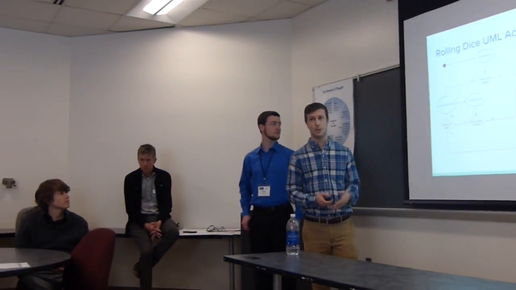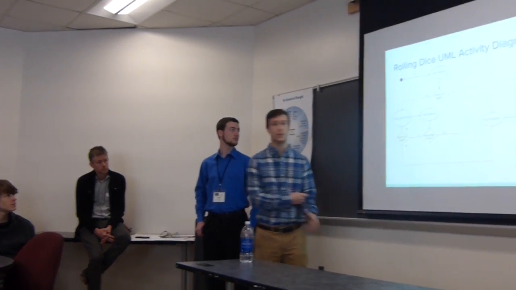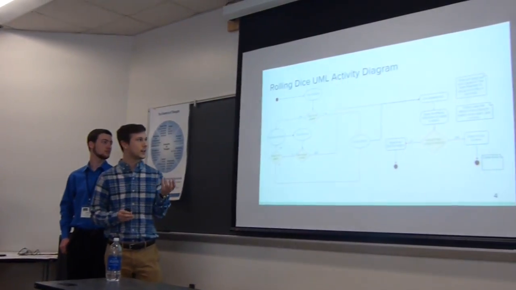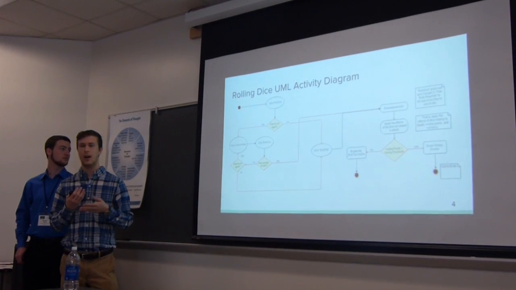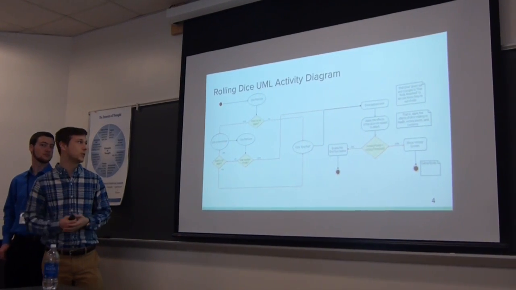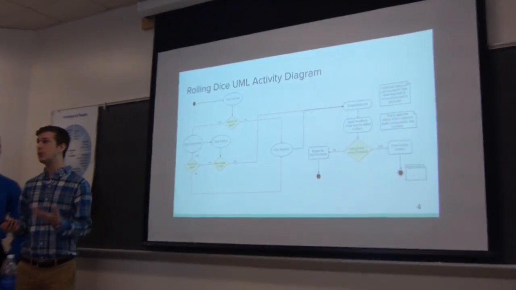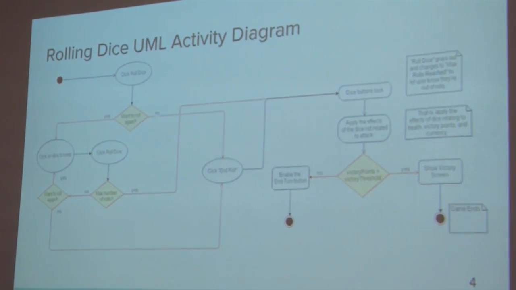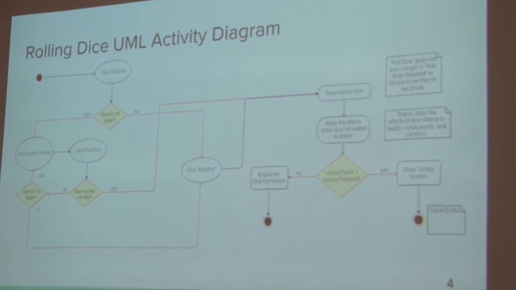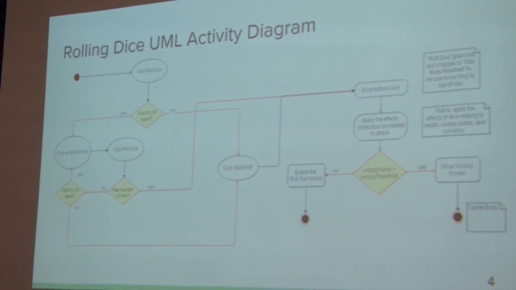So this is a brief diagram of how rolling the dice works in the game. So you have 6 dice. Each face has health, energy, attack, or points, which can earn you victory points. You're allowed to re-roll up to 3 times, and you're allowed to choose which dice you want to keep. So you can keep a couple dice and re-roll, or re-roll the whole set if you want to.